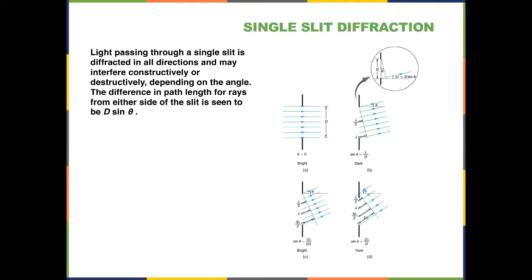Light passing through a single slit is diffracted in all directions and may interfere constructively or destructively depending on the angle. The difference in the path length for the rays from either side of the slit is seen to be d sine theta. And you can see here, d again is this slit width, and when it passes through, there is again this change in path, and it's shown right up here. The change in path again is d sine theta.